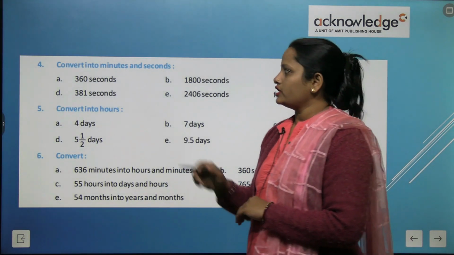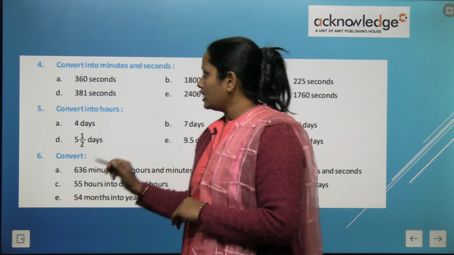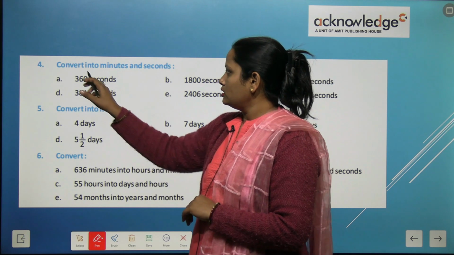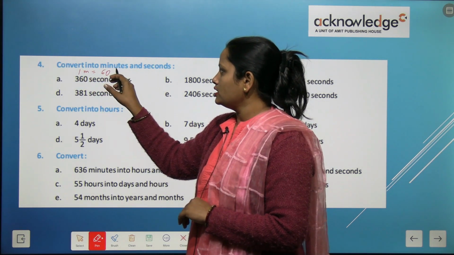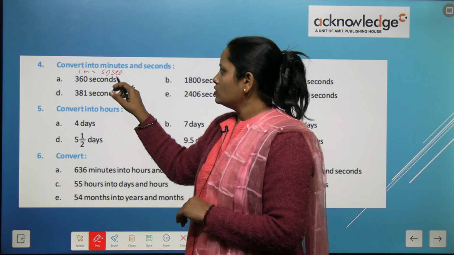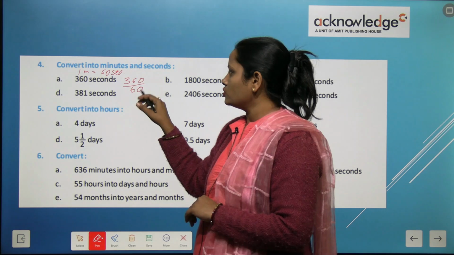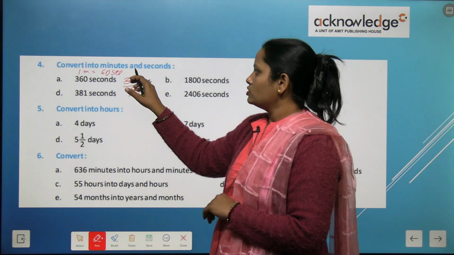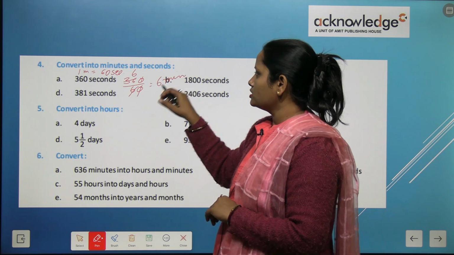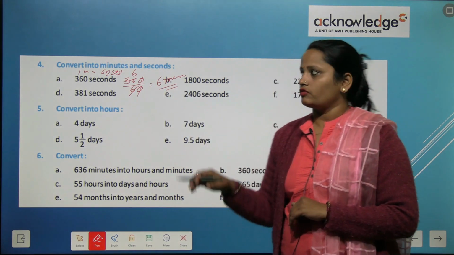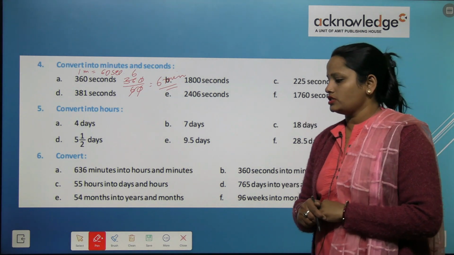Now question number 4 is convert into minutes and seconds. हमें minutes और seconds में convert करना है. So 1 minute is equal to 60 seconds. So we have to divide this 360 by 60 to get the answer. So it will be 6 minutes. So 6 minutes is the answer of this first question. Similarly, we have to do the rest questions.